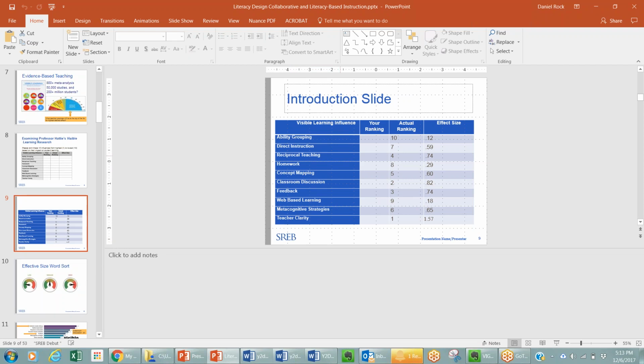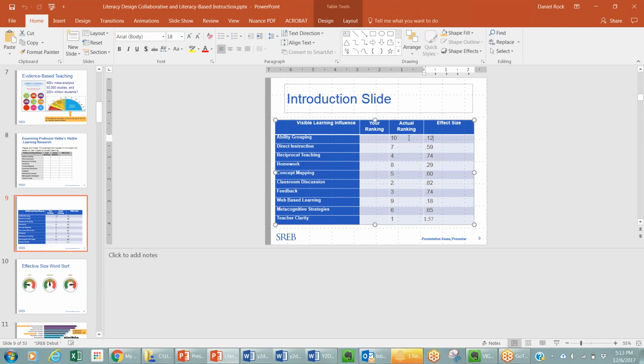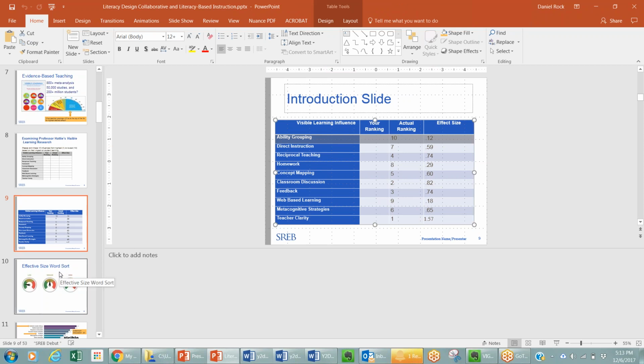How is it possible that ability grouping? Don't tell our math people. Ability grouping has the least effect. Okay.